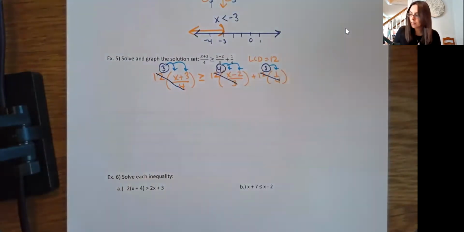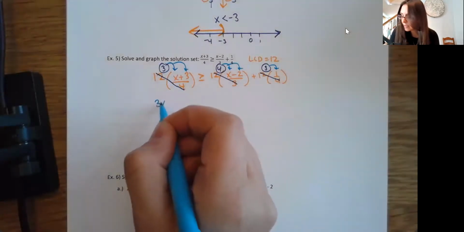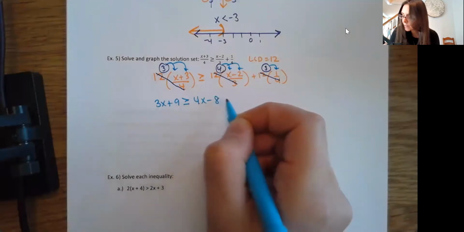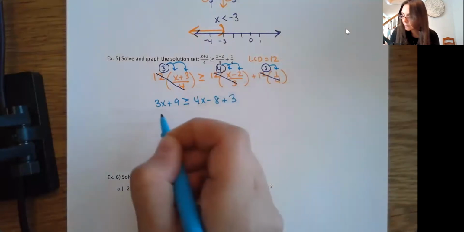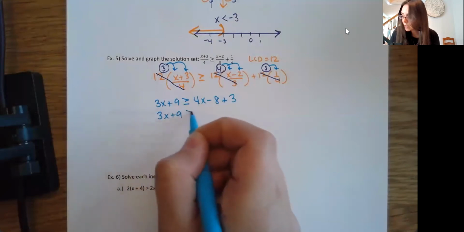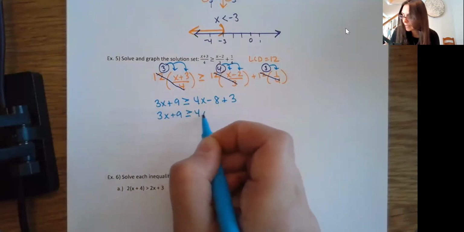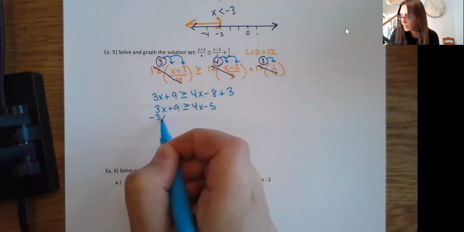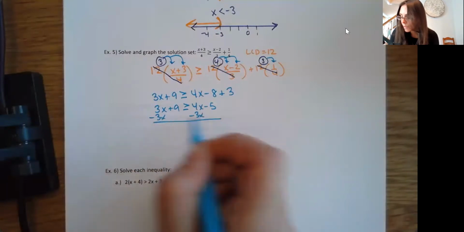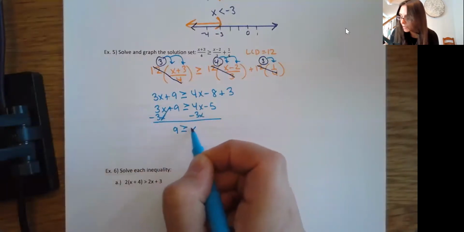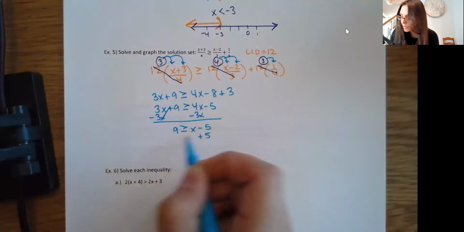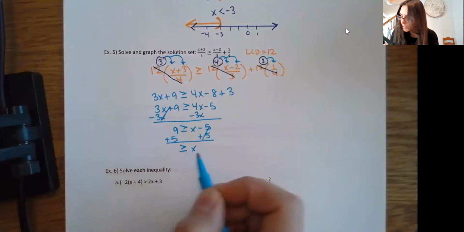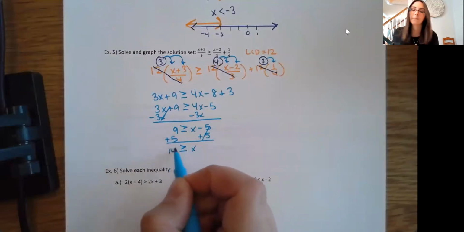So let's see, here I'm going to have 3x plus 9 is greater than or equal to 4x minus 8. And then 3 times 1 is just 3. I'm going to keep simplifying here. So I have 4x minus 5. And then I'm going to keep solving. So I'm going to bring my x's to the right this time. I have 9 is greater than or equal to x minus 5. I'm going to add 5 to both sides. And I have x is less than or equal to 14 here.